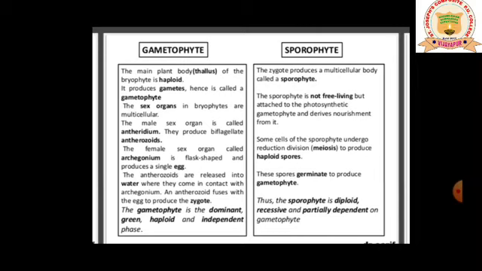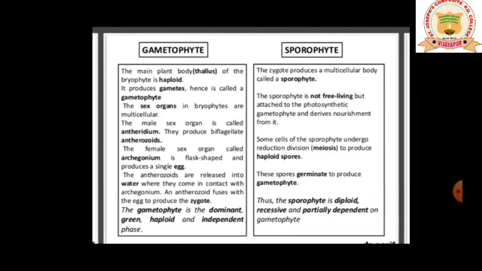As I said, bryophytes are a haploid plant body. They produce gametes, hence we call them gametophyte. These gametophytes in the life cycle are going to produce sporophyte also. So you should know the main difference between gametophyte and sporophyte. The main plant body, that's nothing but the thallus of a bryophyte, is haploid. It produces gametes, hence we call it gametophyte.